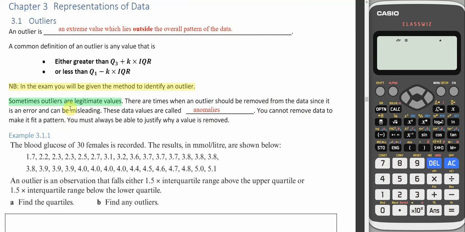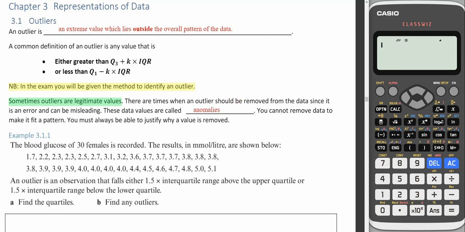Now you cannot remove data to make it fit a pattern. That is not how statistics works. That's not how science works. You must always be able to justify why a value is removed. So if you discover that the person doing the reading made a mistake, or if you discover the machinery doing the experiment was faulty for a particular value, then that is a legitimate reason for removing them.